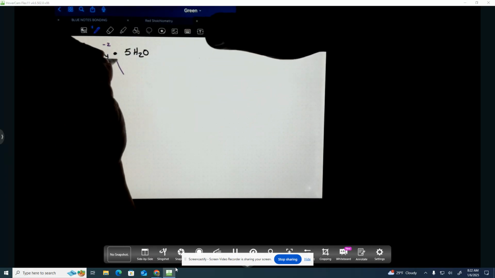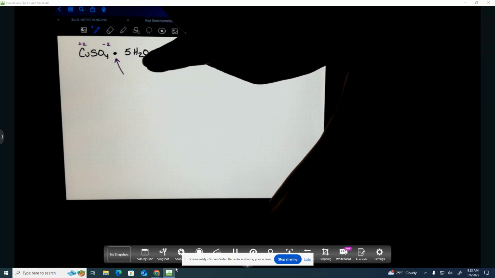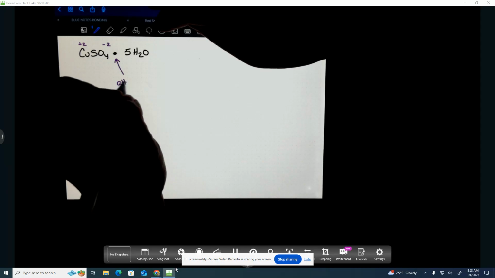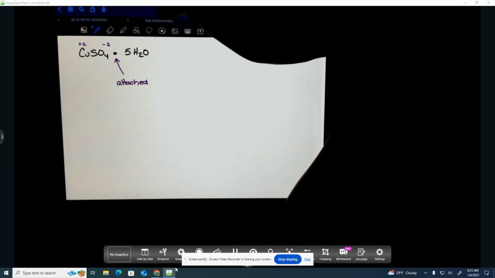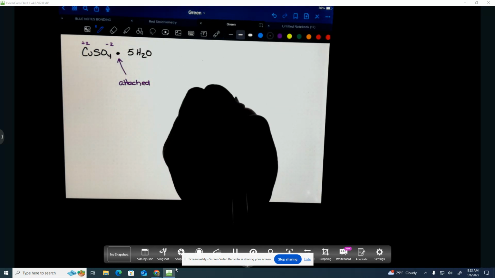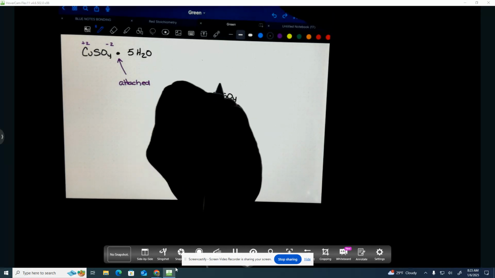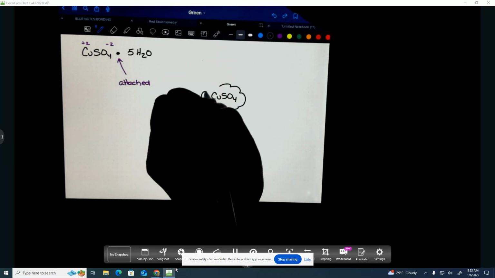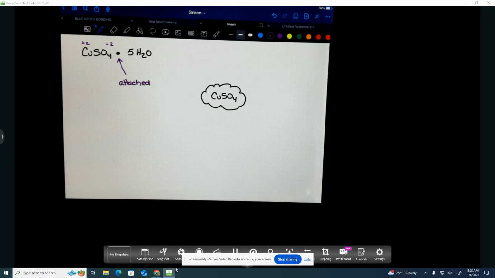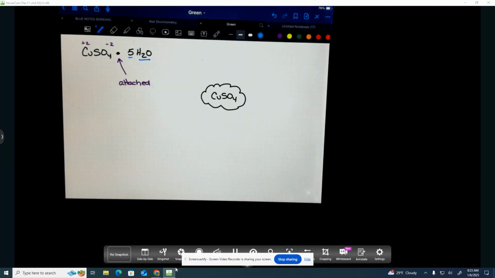Now, in chemistry, this little dot does not mean multiply. What that little dot means is attached. So if you envision it like this, you've got a copper 2 sulfate, there it is, in a nice pretty cloud. It's actually an ugly cloud, but I'm going to try again. My hand's not warmed up. And attached to that copper 2 sulfate, I have 5 groups of water.